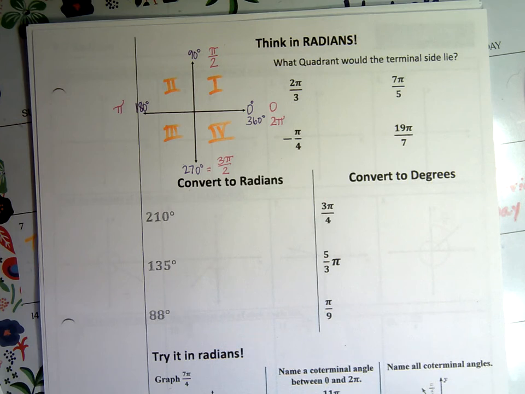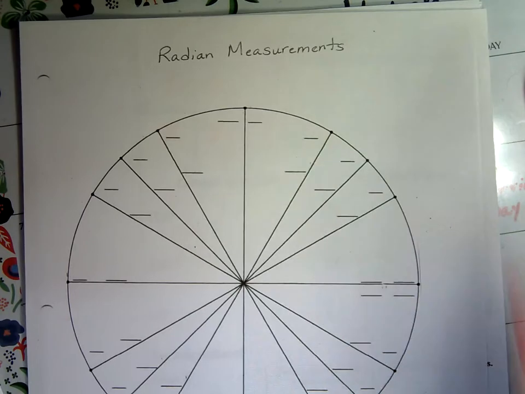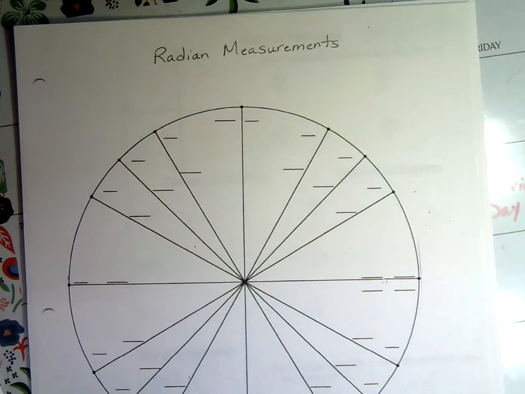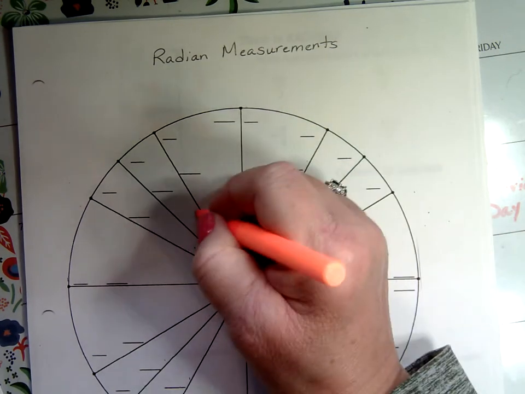What quadrant would these lie in? Let's go to our unit circle. I'll show you how this thing works before we actually do the conversions. Let's put on our circle what we just were talking about. By the way, again, my quadrants, I'm going to put them on there.